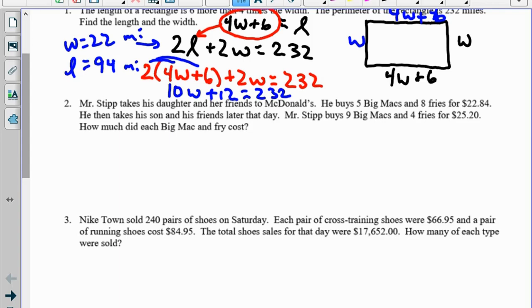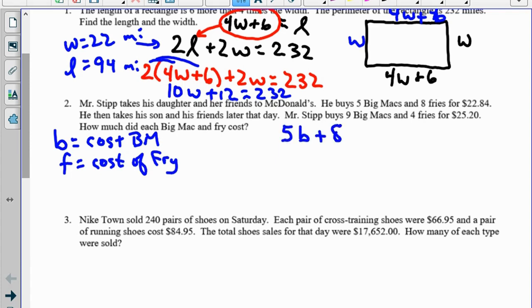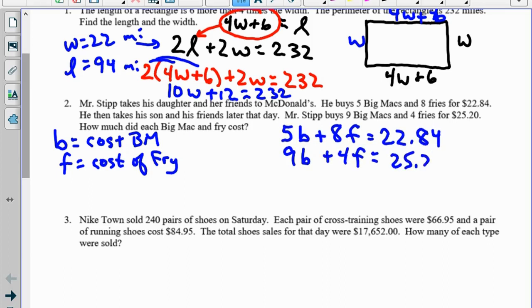One thing I probably should have pointed out in the first problem is you might want to define your variables and make sure you actually understand what you're solving. So in this case, I will make B equal to cost of a Big Mac and F equal to cost of a fry. This one's actually pretty easy to set up. It's 5B plus 8F equals 2284, and 9B plus 4F equals 2520.